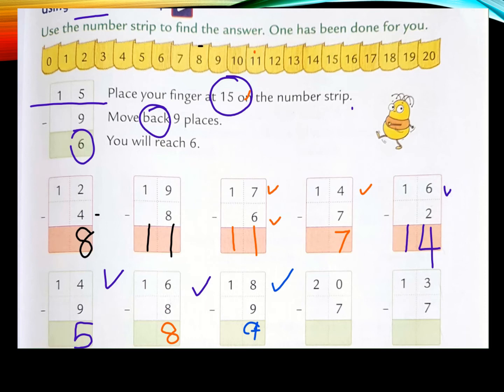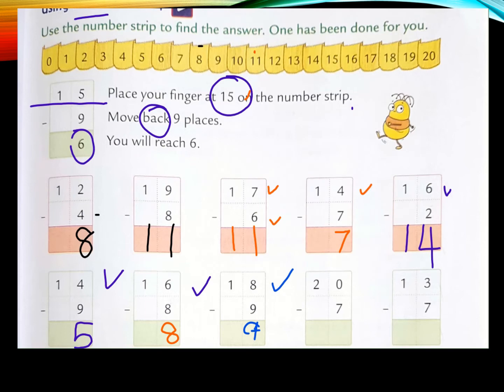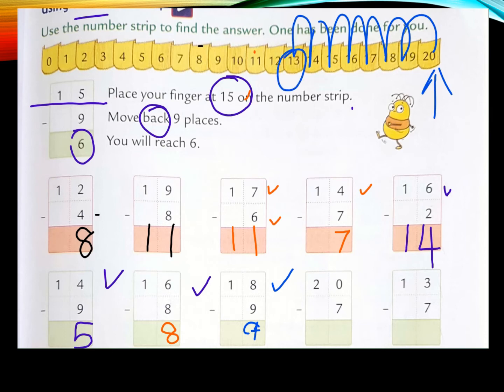Twenty minus 7. Keep your finger on number 20 and count 7 numbers back. 1, 2, 3, 4, 5, 6, 7. That is 13.